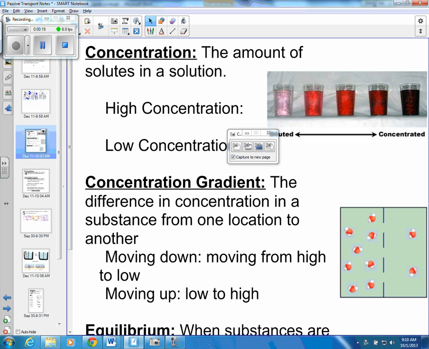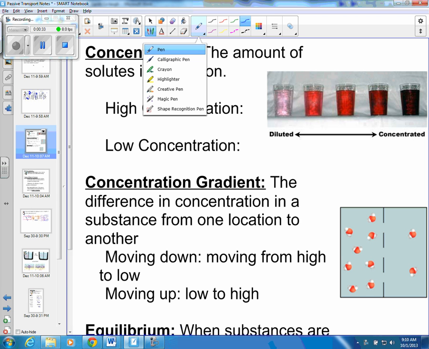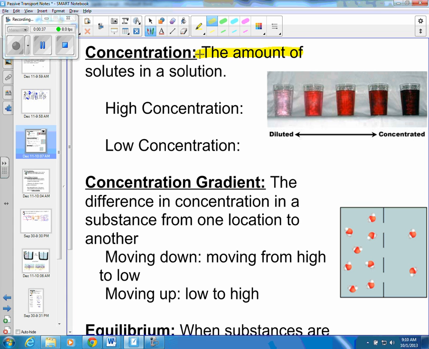Okay. So concentration. This is your first set of notes. Concentration. Okay? Concentration's fancy definition is this. The amount of solutes in a solution. Okay. Now, let's talk about what we think that means.